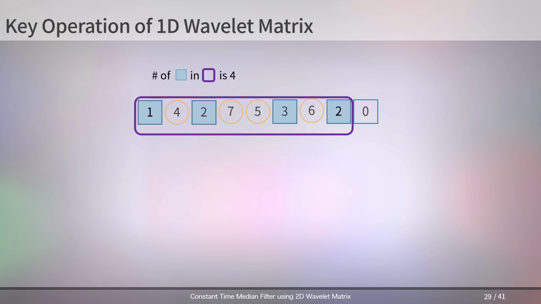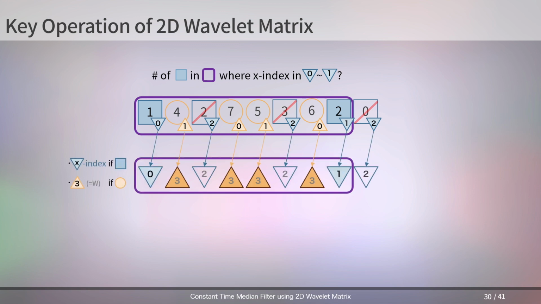For the one-dimensional case, the key operation was to count the number of blue boxes in the interval. In 2D, we want to find blue boxes only for those with x index of 0 to 1 and ignore those with 2. To compute this, we consider a new sequence of numbers. This is an array constructing the x index for blue and 3 for orange, with all the input array. For this sequence, count only the number of values between 0 and 1 in the interval, and we will get the answer we want.